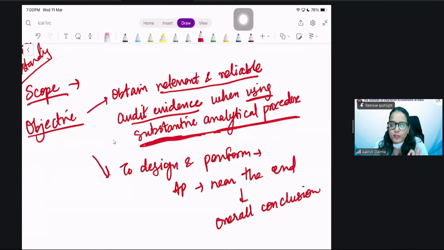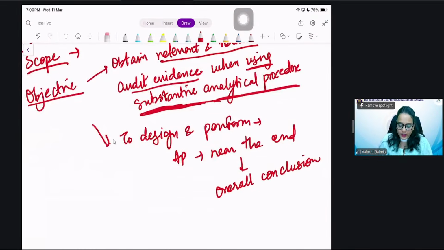So the first objective of this standard is to obtain relevant and reliable evidence when you're using analytical procedure as a substantive analytical procedure. And the second objective is to design and perform analytical procedure near the end to give an overall conclusion. So usually when the auditor has done all the vouching, verification, everything, you just do an overall analysis. Does it appear to be fair? Our opinion is what? True and fair, right?